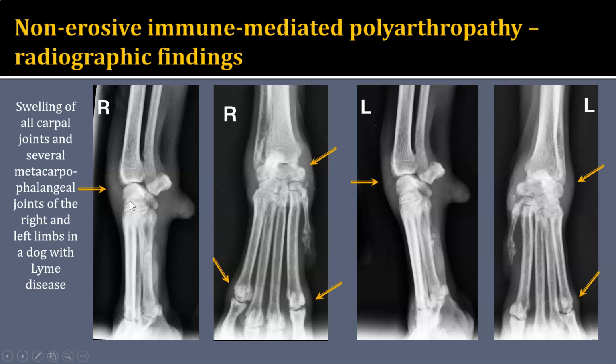Being systematic, we look beyond just the carpus, and there are actual soft tissue swellings involving the second and the fifth metacarpal phalangeal joints on the right and the fifth metacarpal phalangeal joint on the left. So this patient has multiple joints that are swollen, and this patient was diagnosed with non-erosive immune-mediated polyarthropathy secondary to Lyme disease.